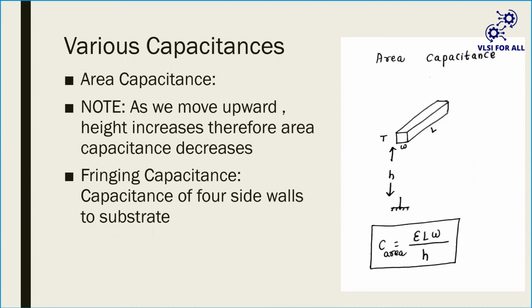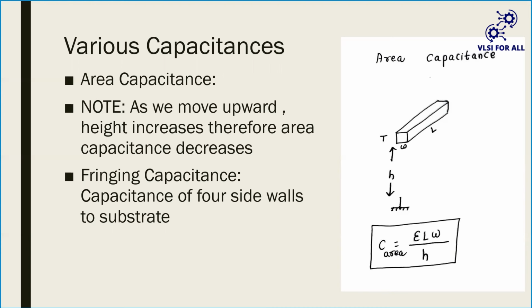Okay. Now here there is an area capacitance. What you need to know is if the metal layer or net is going above, then its area capacitance reduces. According to this formula, as H increases, area capacitance decreases. And there is a fringe capacitance also, team, because of the side walls below that layer, there will be a capacitance, that is the fringing capacitance.